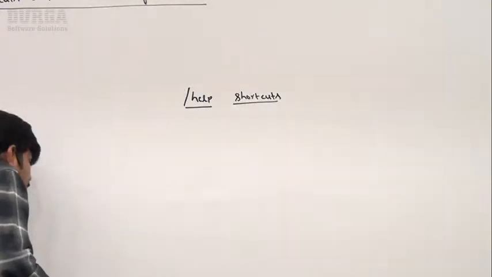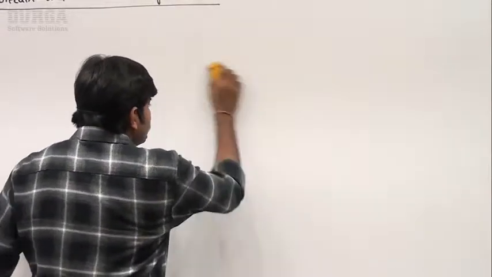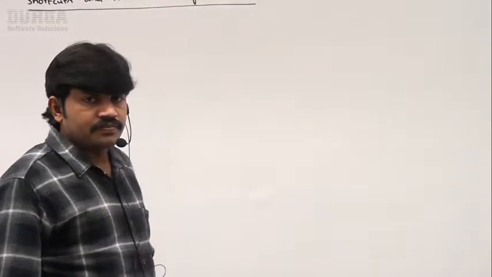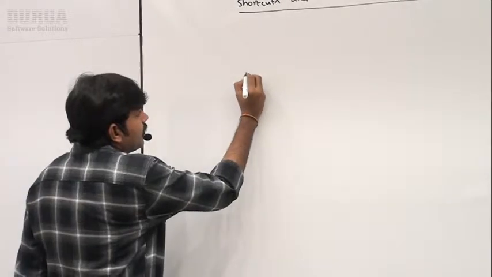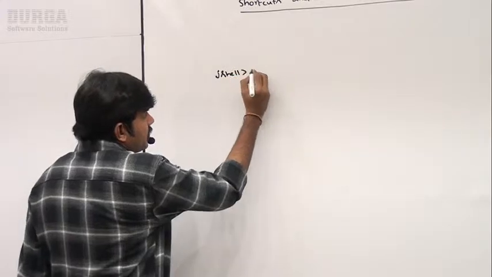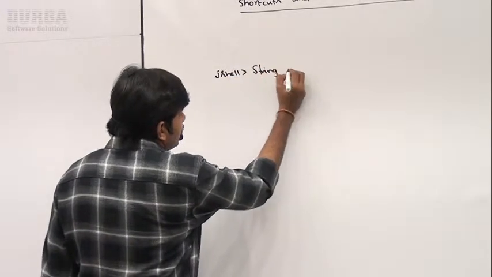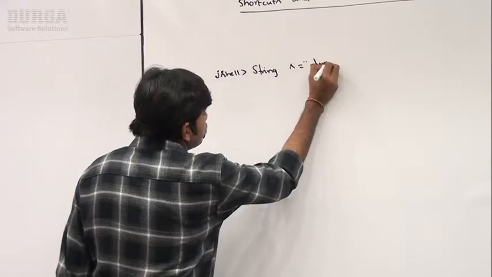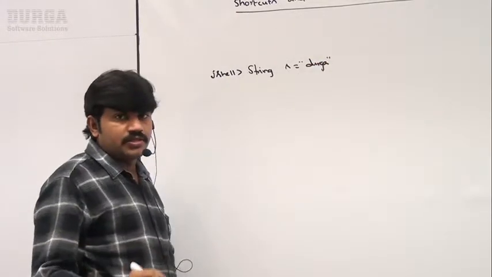Sir, now the first shortcut I'm ready to explain: variable declaration auto-completion. I want to auto-complete the variable declaration. Assume that, sir, suppose I want to declare a string variable. Here I'm taking JShell. How can you write it, sir? Please observe: String s = "Durga". String s = "Durga". Like this we are going to do.